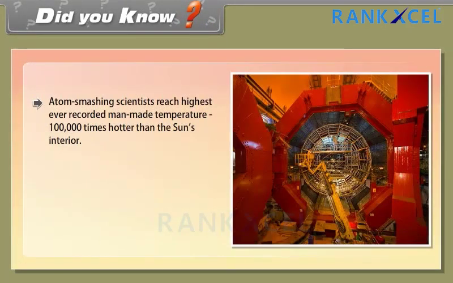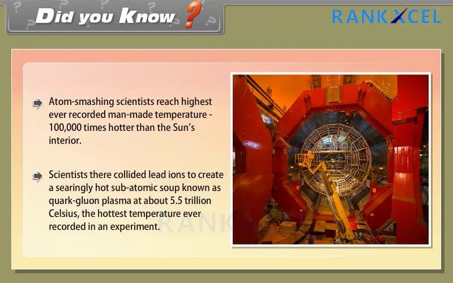Did you know? Atom-smashing scientists reach highest ever recorded man-made temperature, 100,000 times hotter than the sun's interior. Scientists there collided lead ions to create a searingly hot subatomic soup known as quark-gluon plasma at about 5.5 trillion Celsius, the hottest temperature ever recorded in an experiment.